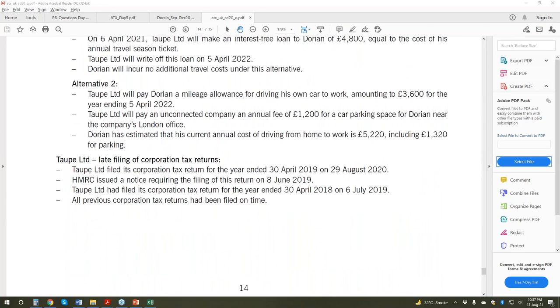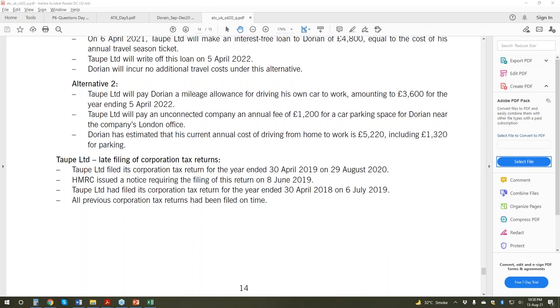T Limited filed its corporation tax return for the year ended 30th April 2019 on 29th August 2020. HMRC issued a notice requiring the filing of the return on 8th June 2019. T Limited had filed its corporation tax return for the year ended 30th April 2018 on 6th July, meaning that this return had been submitted late, and the previous return had been submitted late as well, but all previous CT returns have been filed on time. So this is the second late return.